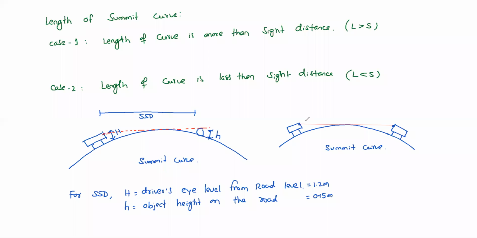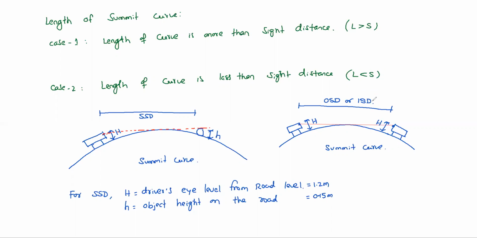So here this also h, this also h. Okay. So this distance is now OSD or ISD, overtaking sight distance or intermediate sight distance. Okay. So summit curve can be designed based on either SSD or OSD.